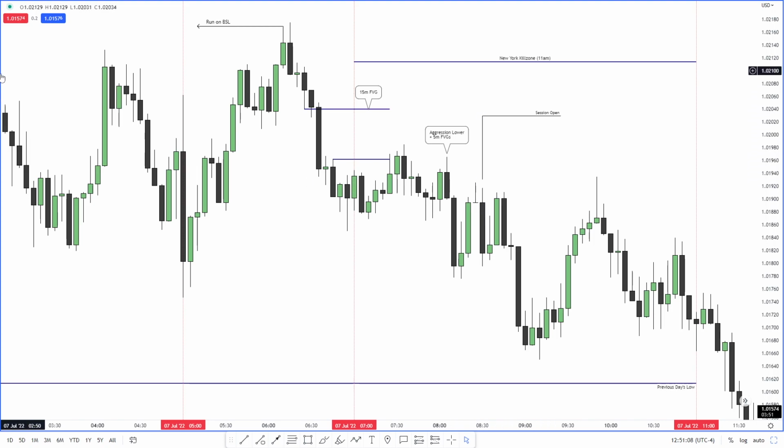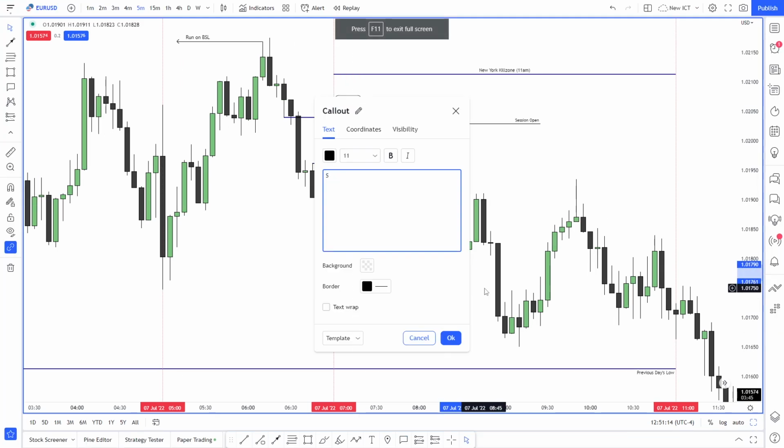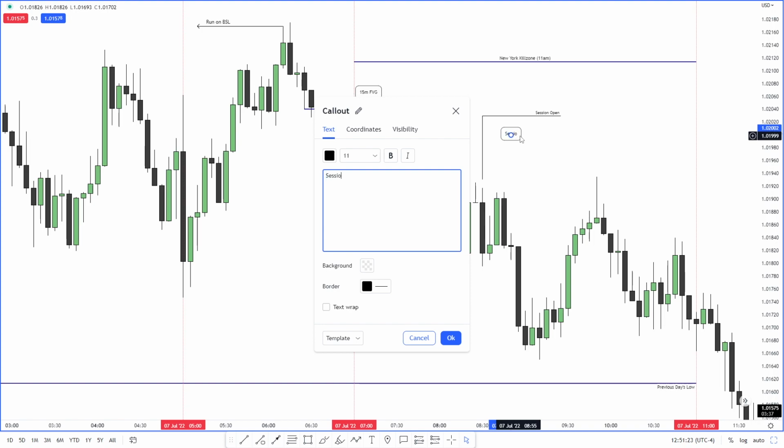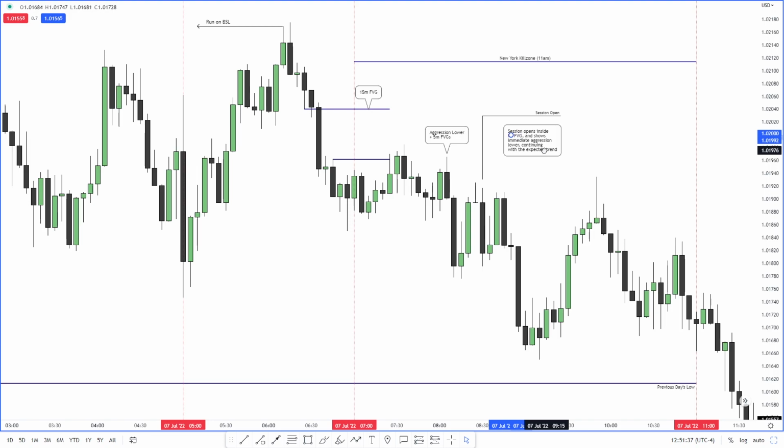Session opens here inside a 5-minute, a phase 1 fair value gap basically. So the thing is, the session opens here, trades a bit higher, still within that fair value gap in the 5 minute from phase 1, then aggressively lower, generates a fair value gap, and that's what I traded into.